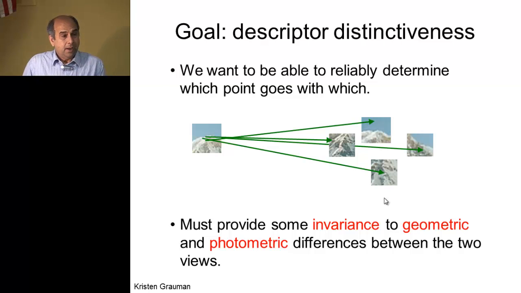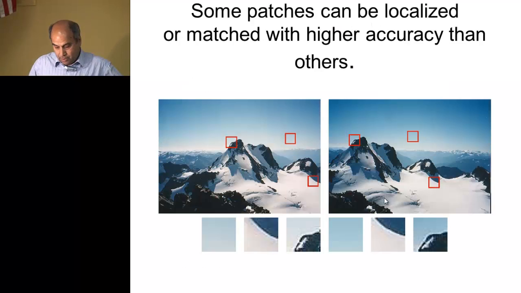So it has to be invariant to geometric transformation, depending on what viewpoint we look at, even though it's the same scene, and also photometric, which is the appearance due to lighting and the illumination condition. So those are the desired properties of a descriptor, and we are going to talk about what that descriptor should be.